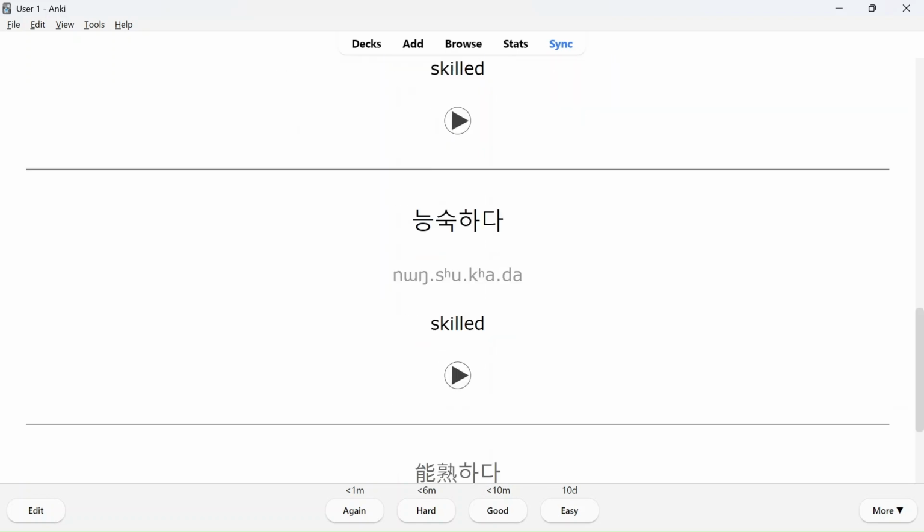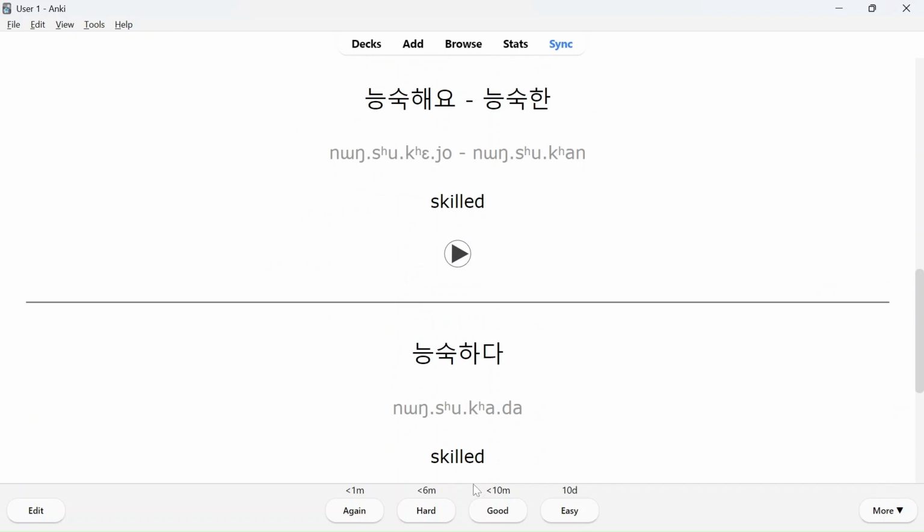But now we see something interesting. We see that there are essentially two areas for the word skilled. Well, why is this the case? Well, this adjective card is a good moment to explain an important Korean idea. The difference between the polite form, which is what we see over here, and the dictionary form, which you see over here.